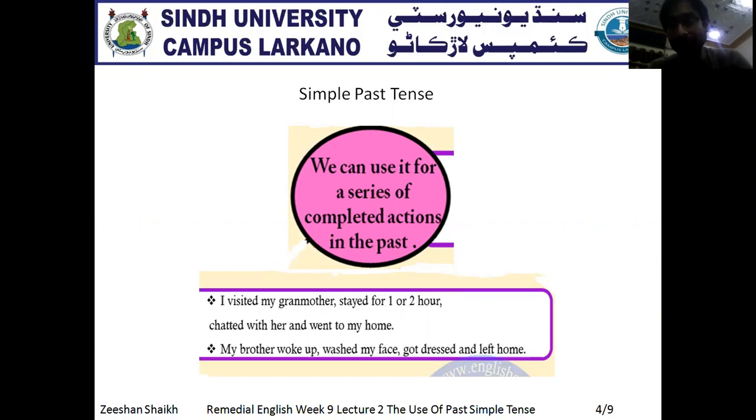Now, besides this example, I can give you another example as well. My brother woke up. Now that becomes the first sentence. Washed my face. Second sentence. Got dressed. Third sentence. And the last, left. That becomes the fourth sentence. Now, actually, these are the series of sentences in a past simple tense. So that's why we use past simple tense in a series.